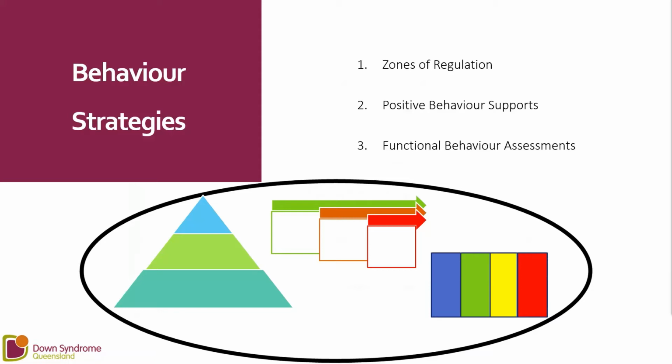Zones of regulation, positive behaviour supports or PBS, which is used in most schools, and functional behaviour assessments for those high-end behaviours. Although each of these can be used in isolation from the others, in cases of extreme behavioural issues, it can be beneficial to utilise all 3 for the greatest outcome and ensure that behaviour is replaced with a more appropriate or more desirable behaviour.